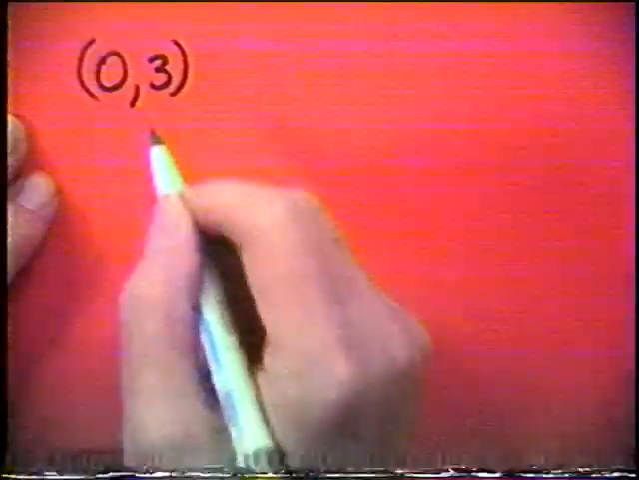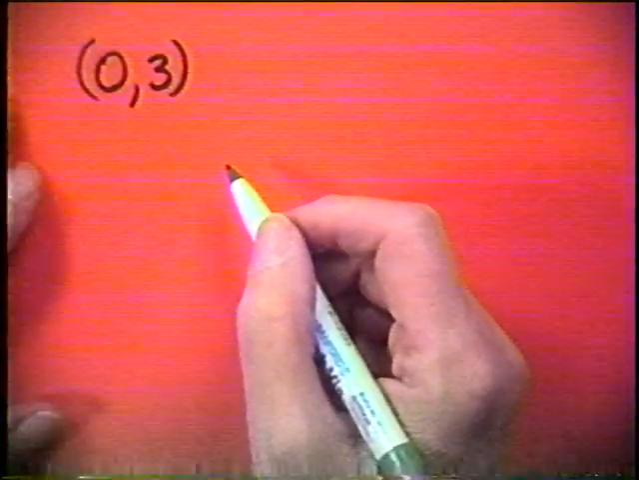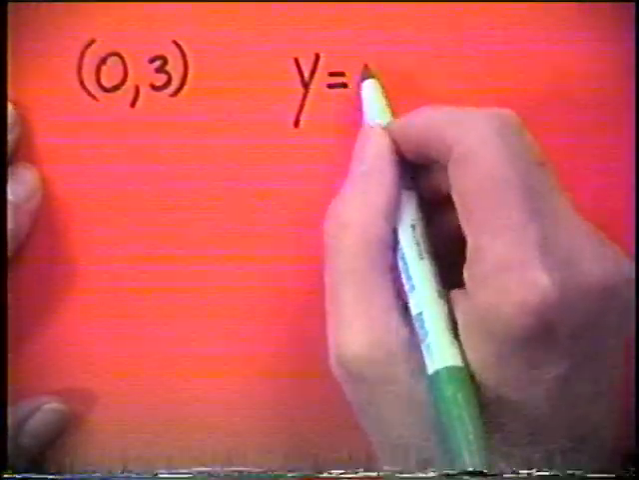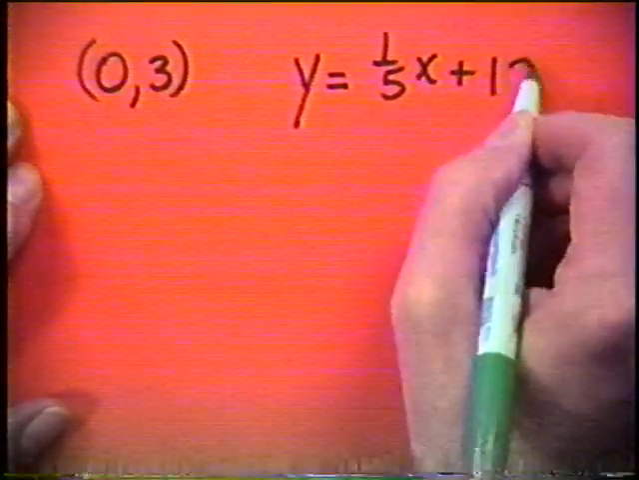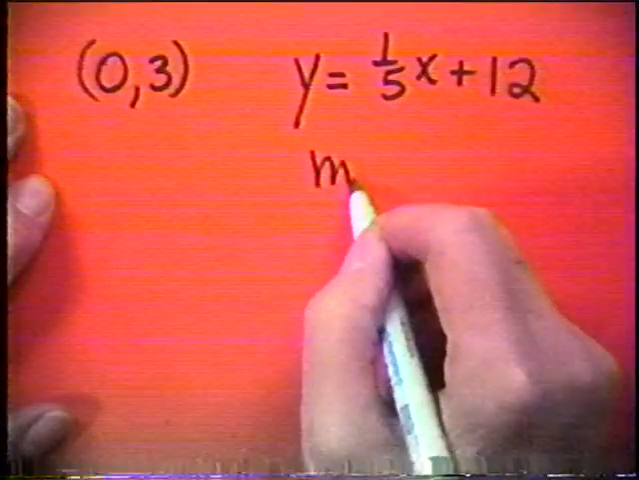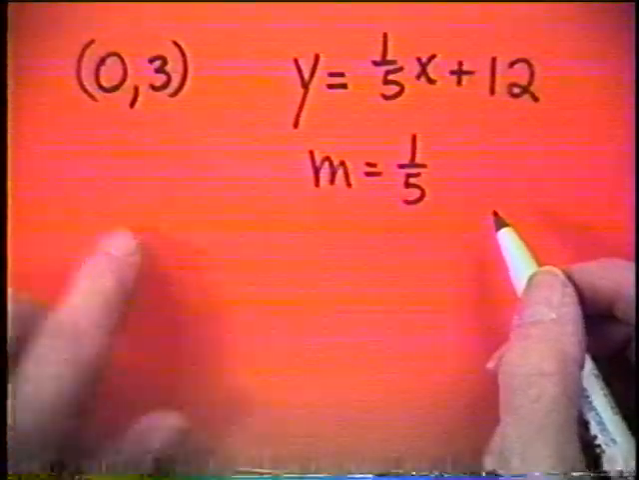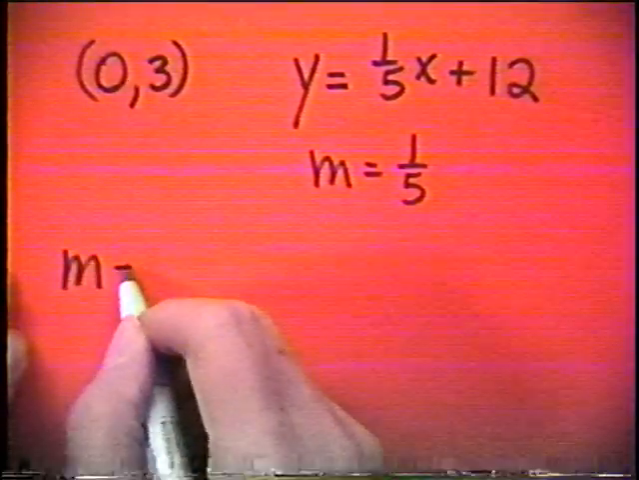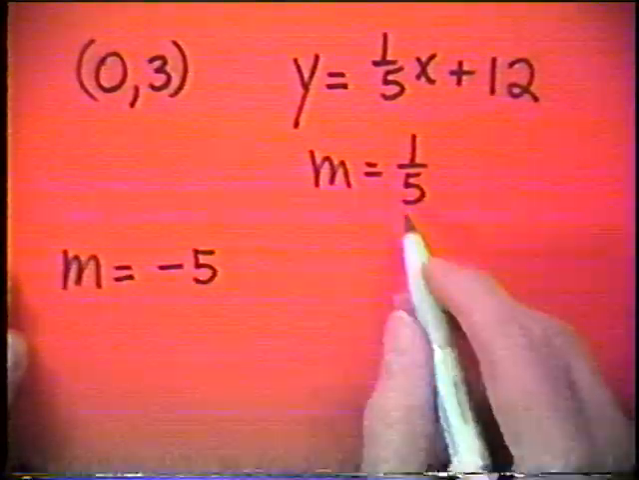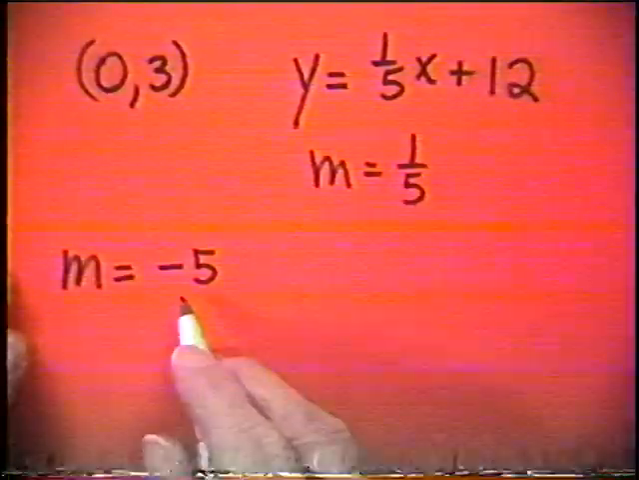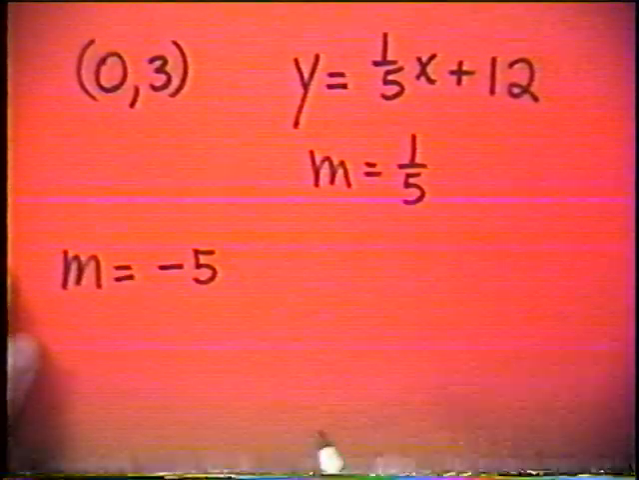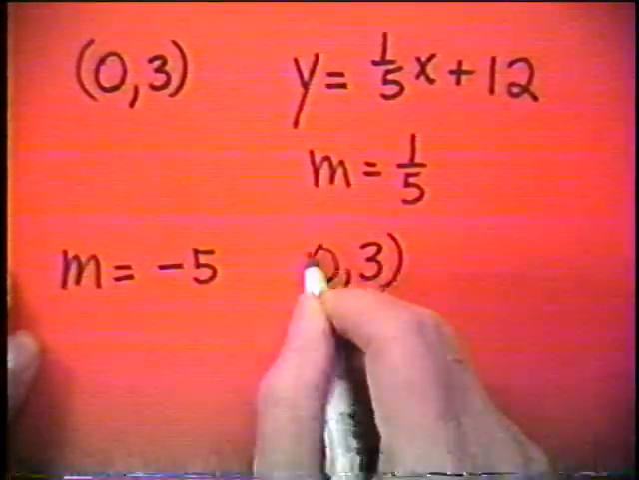Now 61 says it has a y-intercept of (0, 3). So you could do slope-intercept form as long as you know it's a y-intercept, and it's perpendicular to the line y equals 1/5 x plus 12. So the slope of this line is 1/5. If we want it perpendicular to that line, what do we want the slope of our line to be? -5. Because the reciprocal of 1/5 would be 5, and then we need the negative reciprocal, so we need m to be -5. We're going to use (0, 3).